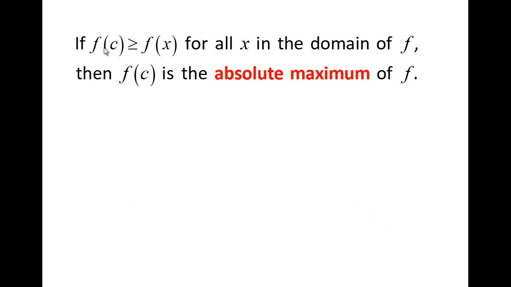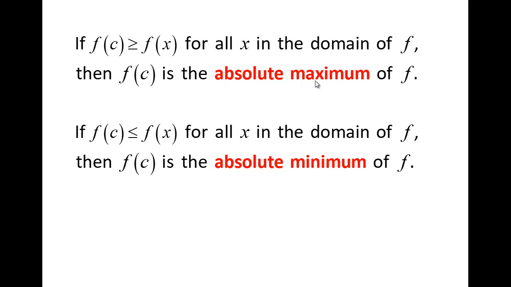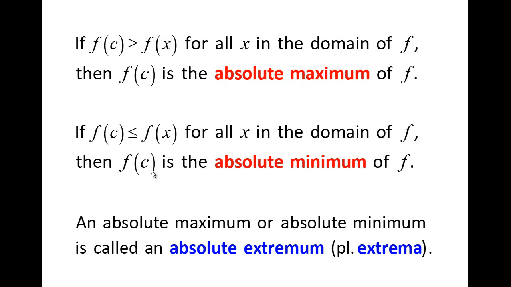So if f of c is larger than f of x for all x in the specified domain of f, then we say that f of c is the absolute maximum or the global maximum of f on that domain. If f of c is less than f of x for all x in the specified domain of f, then f of c is called the absolute minimum value of f in that domain. An absolute max or an absolute min is called an absolute extremum, and the plural for extremum is extrema.